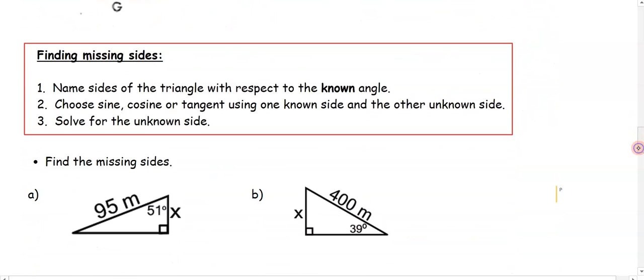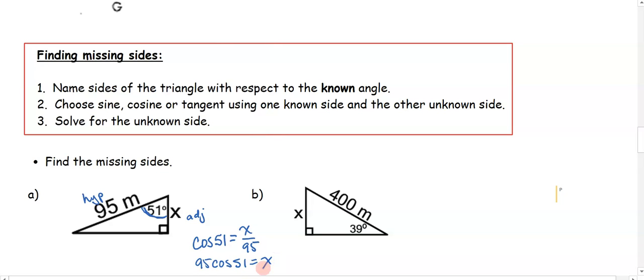Same thing with finding the missing sides. You have to name the sides you know and the one you're trying to find. So if this is 51 degrees, I know that this is adjacent, and this is hypotenuse. By naming the two sides, the one you know and the one you're trying to find, you now know which ratio to use. Oh, that's cos. This time I know my angle, so the cos of 51 equals adjacent over hypotenuse. Solving algebraically, multiply both sides by 95. 95 cos 51 equals x.